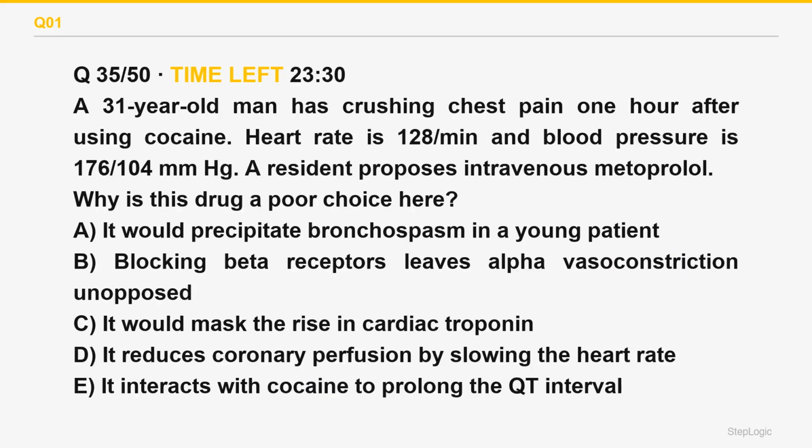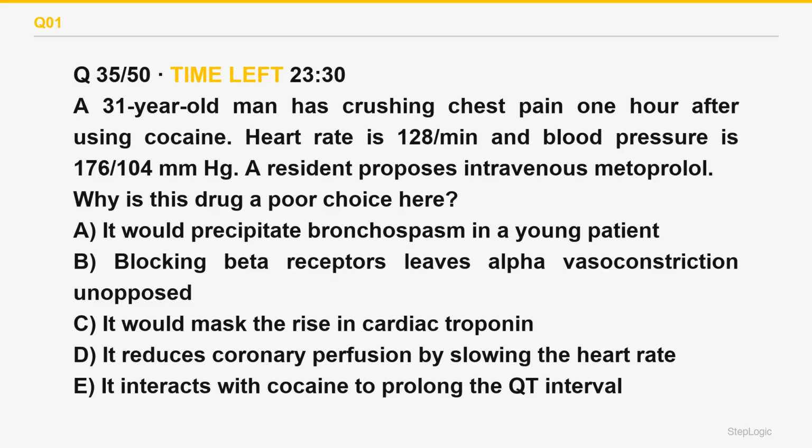Why is this drug a poor choice here? A 31-year-old man has crushing chest pain 1 hour after using cocaine. Heart rate is 108 per minute, and blood pressure is 160 over 104 millimeters of mercury. A resident proposes intravenous metoprolol.